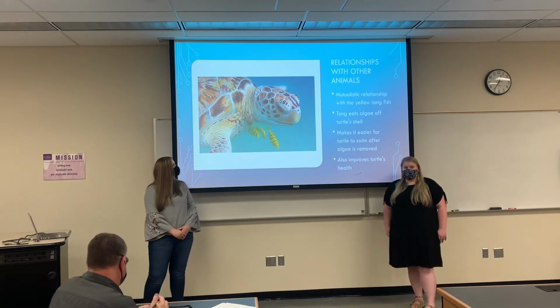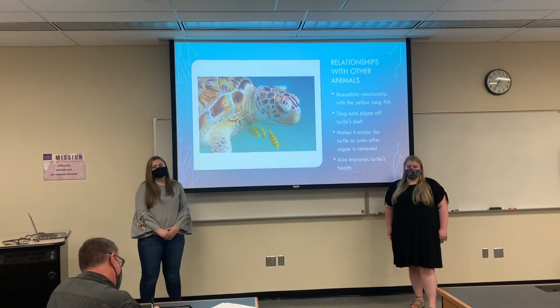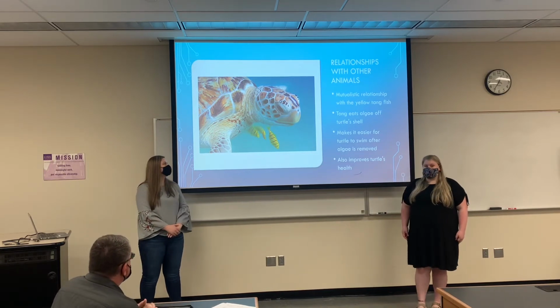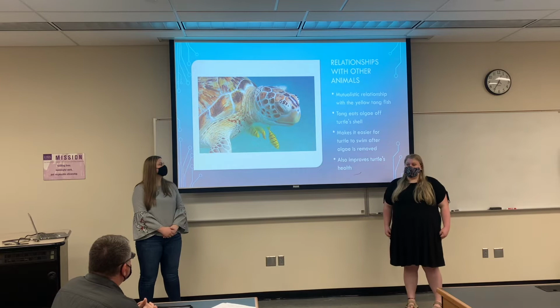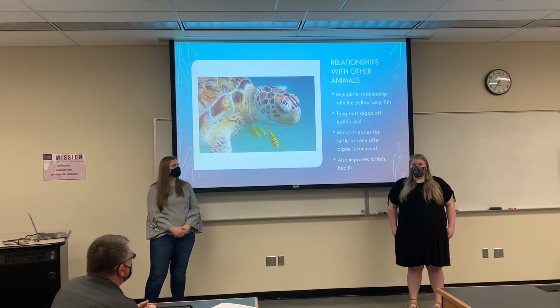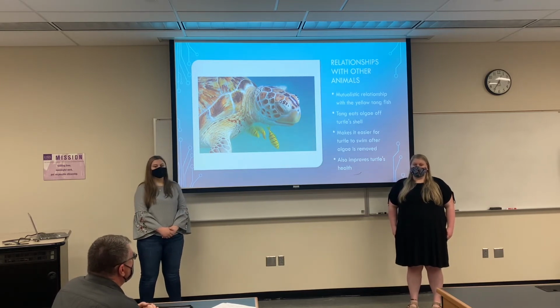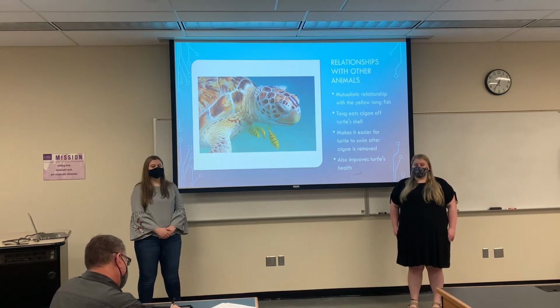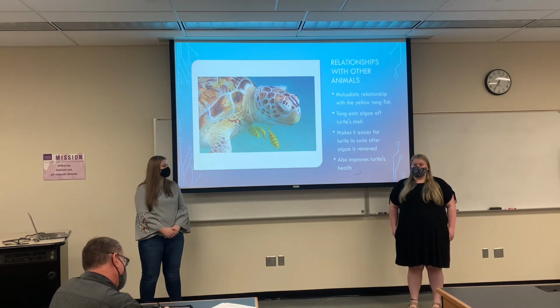In the wild, species can have different types of relationships with other species, and the type of relationship that the green sea turtle has is with a fish known as the yellow tang, and they have a mutualistic relationship. A mutualistic relationship means that both of the parties benefit equally. As for the yellow tang, they eat the algae off of the turtle's shell, providing them a source of food.